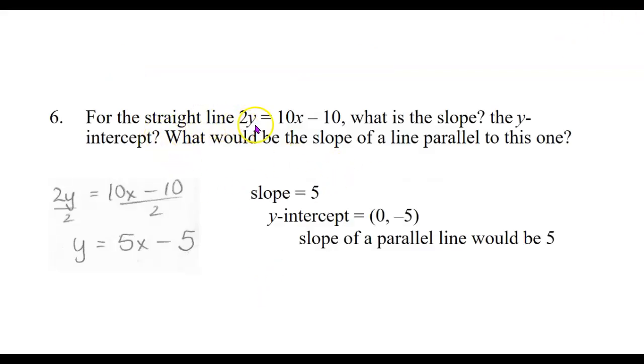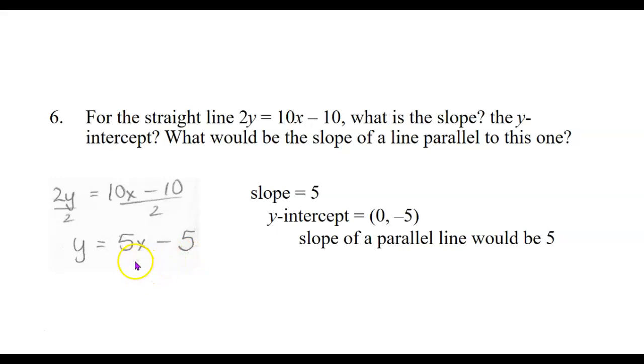For the straight line 2y equals 10x minus 10, it's asking about the slope and the y-intercept, and those would be easier questions to answer if this were in slope-intercept form, y equals mx plus b. Right now it is not in slope-intercept form because we don't have just a y over here, we have a 2y. But we can fix that by dividing both sides of the equation by 2. Just make sure that everything on both sides gets divided by 2. That turns it into y equals 5x minus 5.